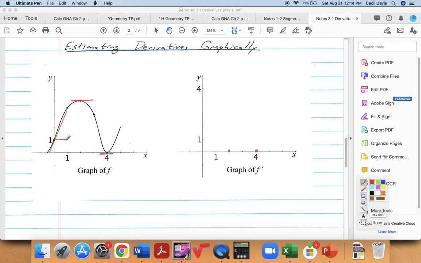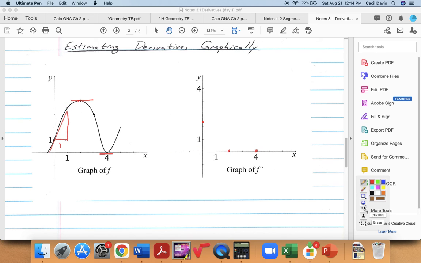This went over 1. This went up approximately 1, 2 and a third, or 2 and a half, something like that. This is about 2 and a third. So 1, 2 and about a third is right there. The slope at that point is about 2 and a third.